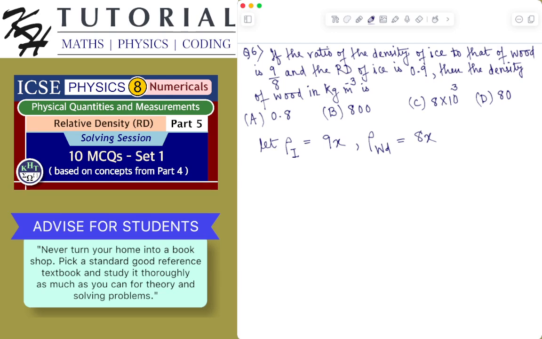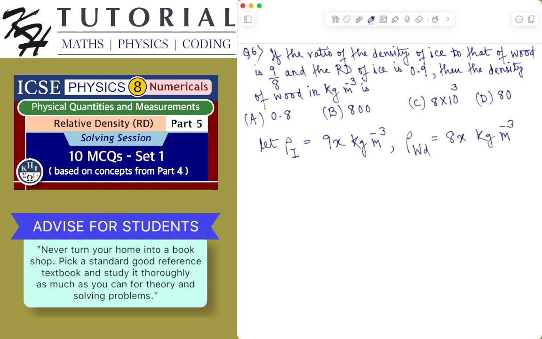Oh, sorry, I have to use the unit. Since the density of the wood is asked in kilogram per meter cube, let's say the density of ice is 9x kilogram per meter cube, and the density of wood is 8x kilogram per meter cube. Okay.